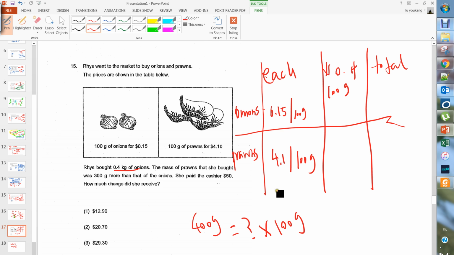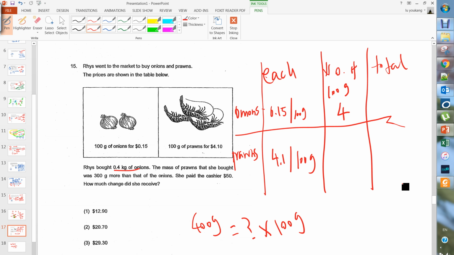Then they give you 400. Count lah. How many? Inside the 400 gram, how many 100 gram you have? Count your finger. 4 of them, right? How do you get 4? 100, and then 200, 300, 400. So inside the 400, how many 100 gram you have? 4. So that means the number of 100 gram is 4.